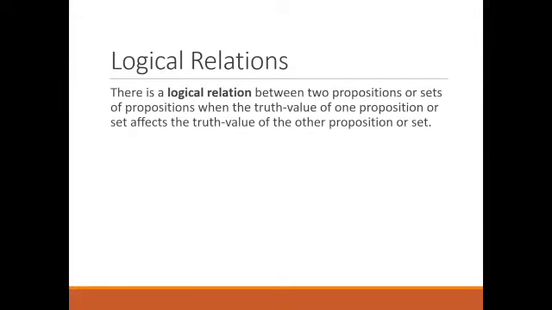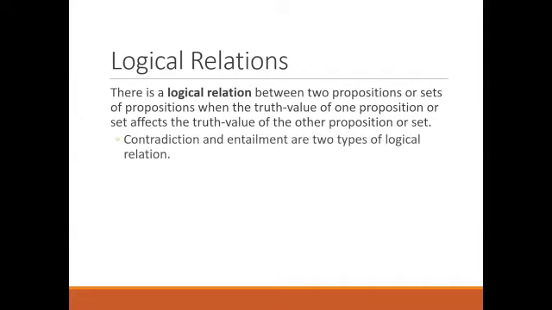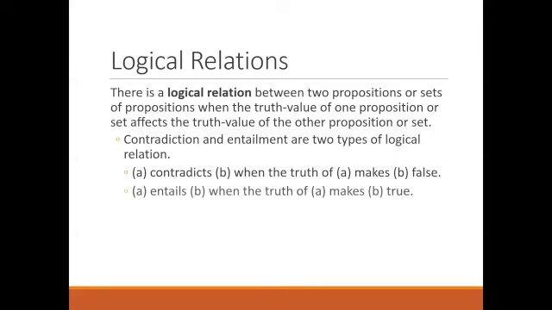There is a logical relation between two propositions or sets of propositions when the truth value of one proposition or set affects the truth value of the other proposition or set. Contradiction and entailment are two types of logical relation. A contradicts B when the truth of A makes B false, and A entails B when the truth of A makes B true.